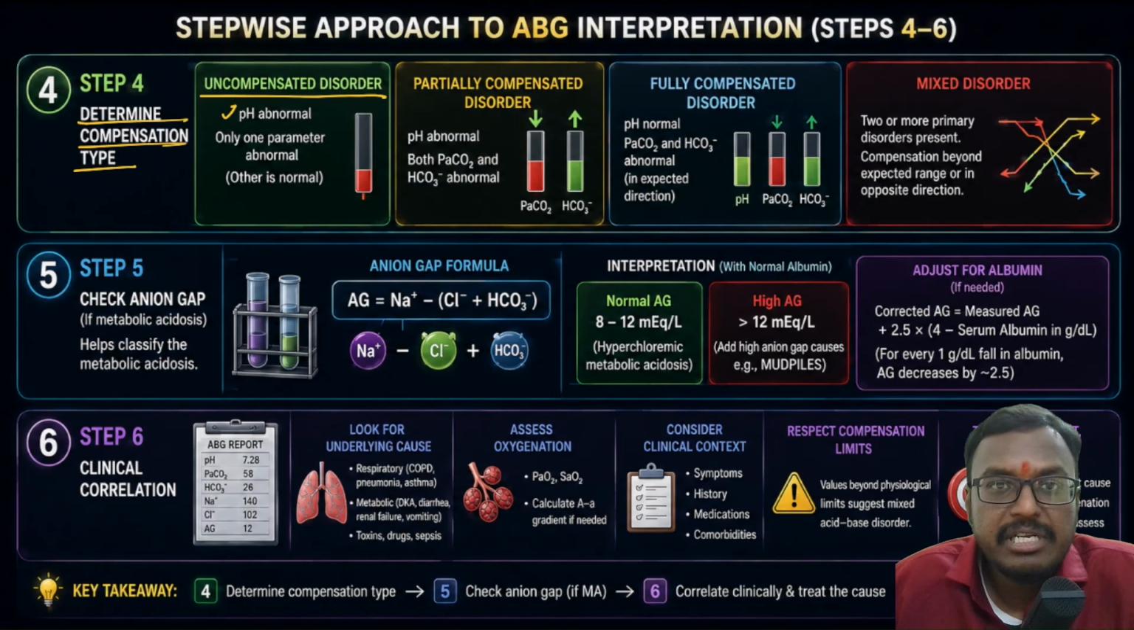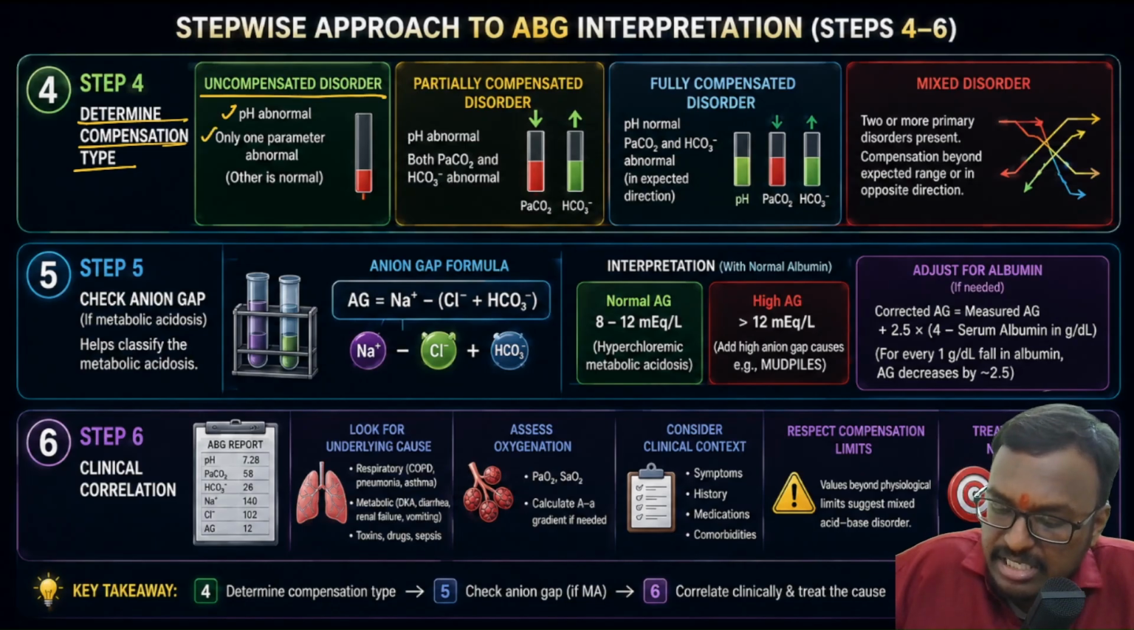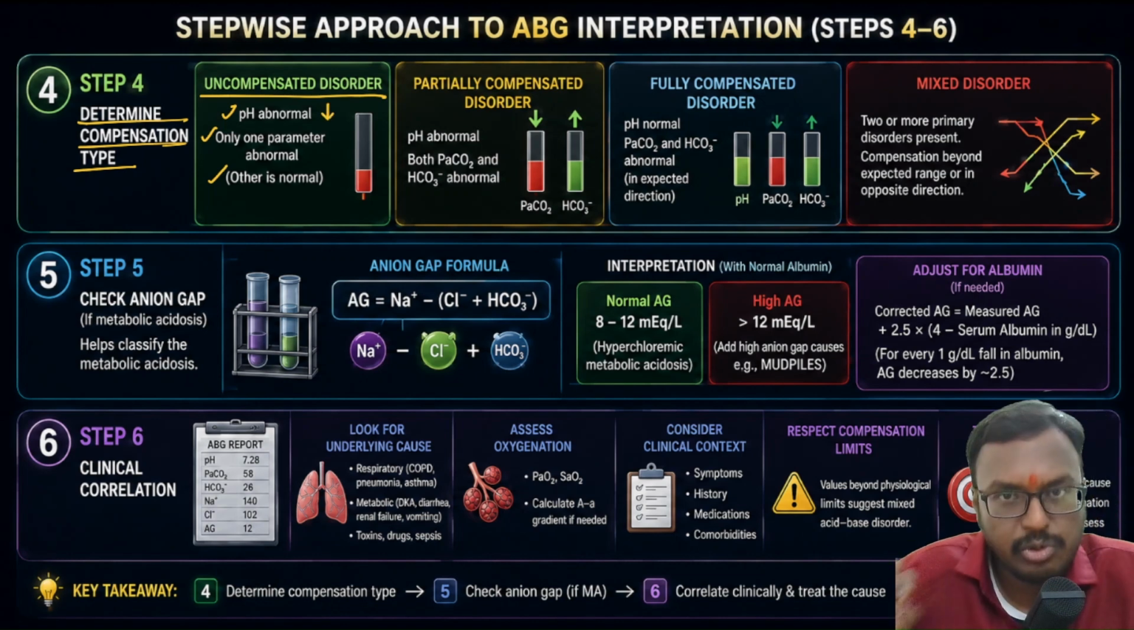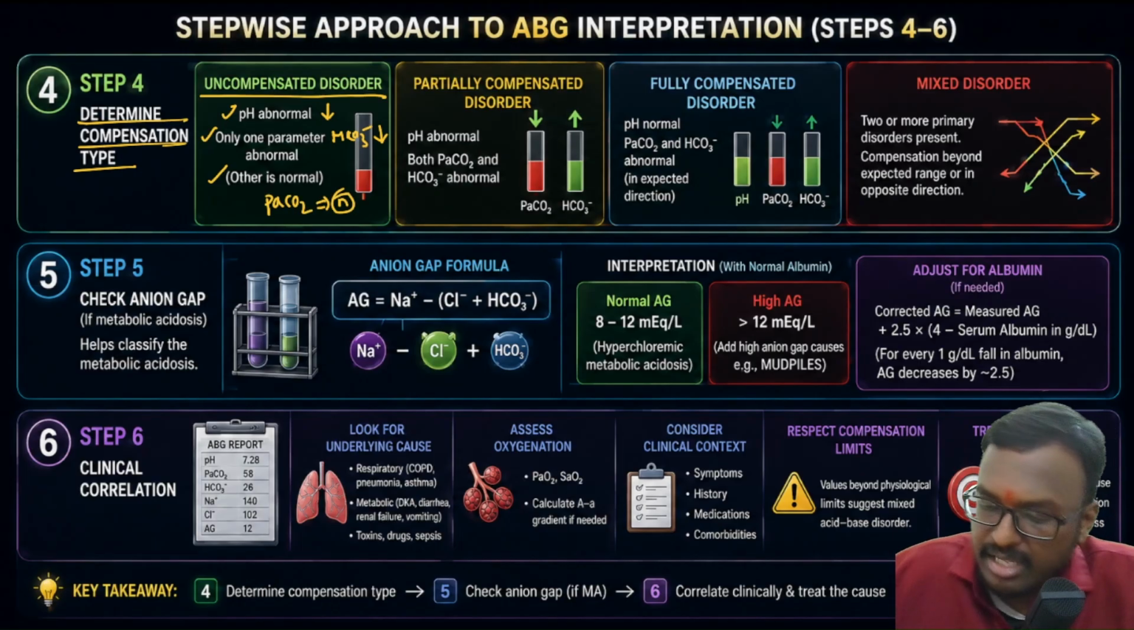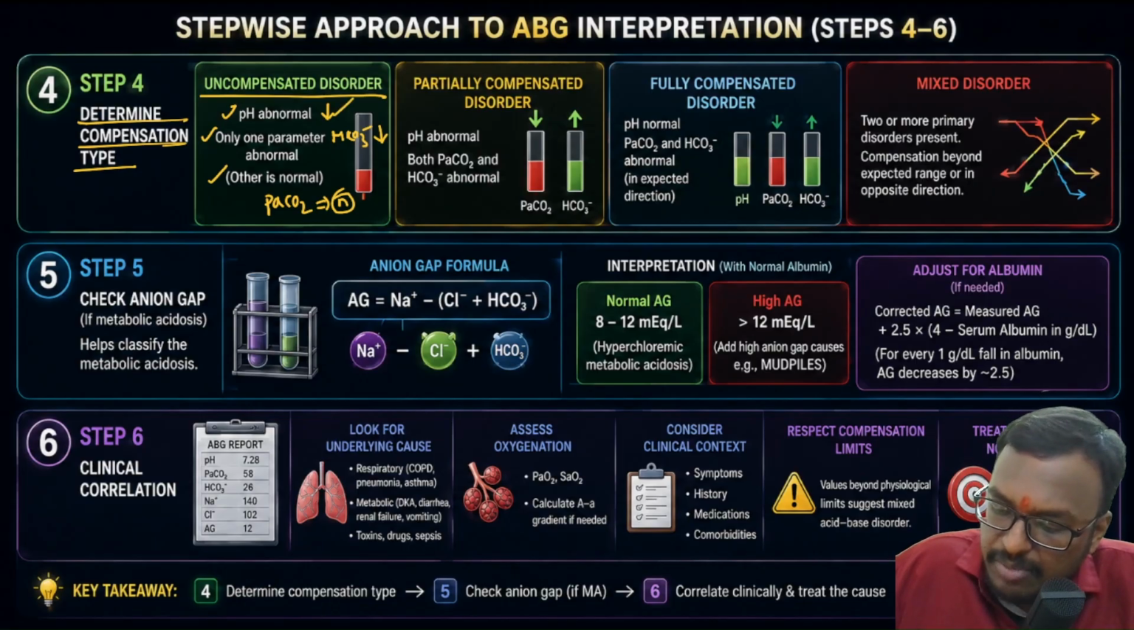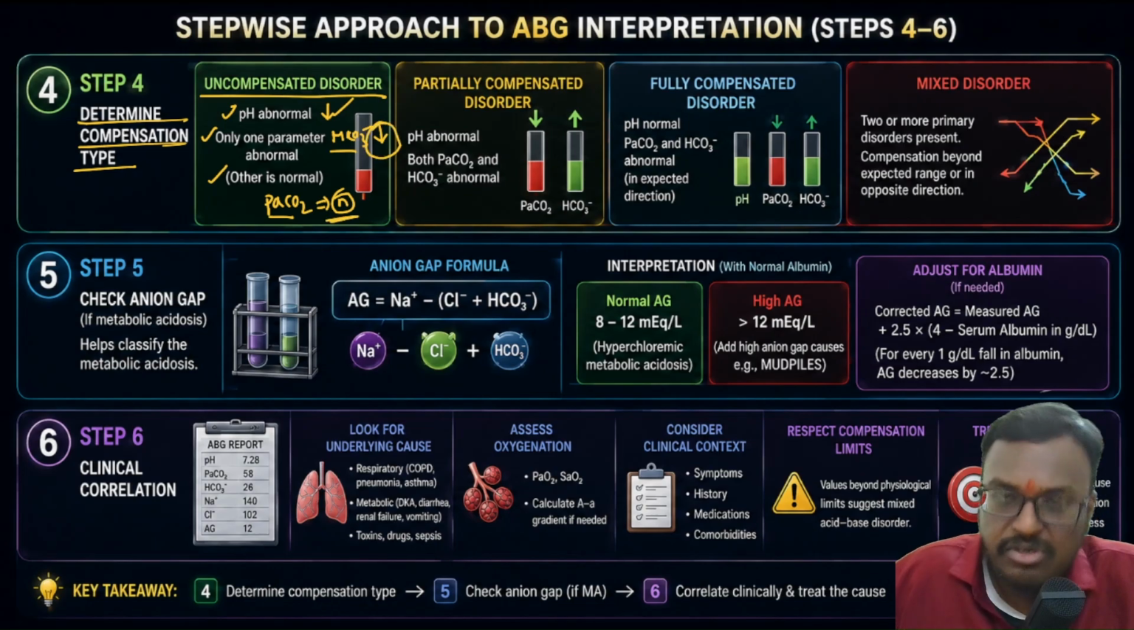and only one parameter is abnormal while the other parameter remains normal. What do you mean by that? For example, if the pH is low, bicarbonate is also low, but the other parameter, that means PaCO2, is normal here. pH is abnormal by being low. One parameter out of bicarbonate and PaCO2 is abnormal. Bicarbonate is decreased and the other parameter is normal.